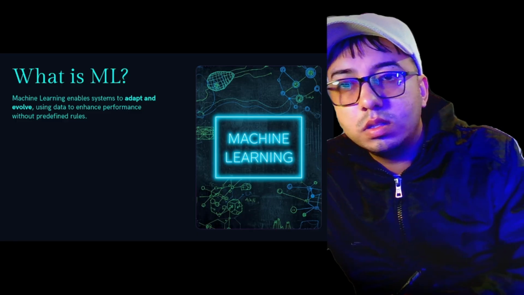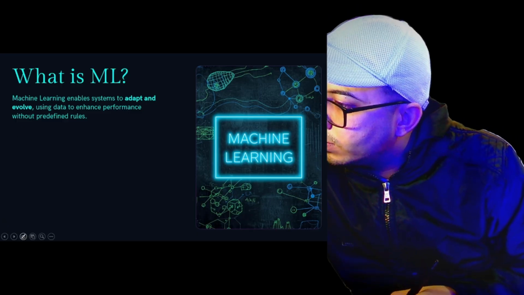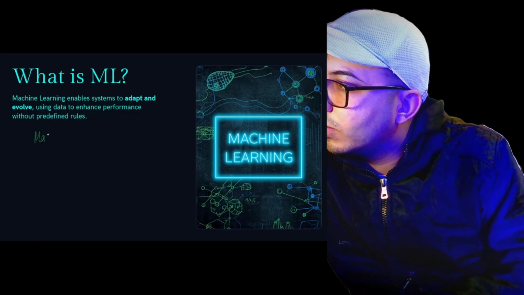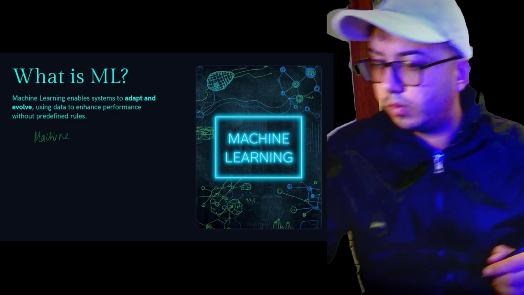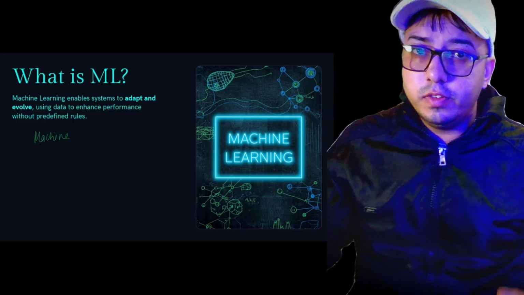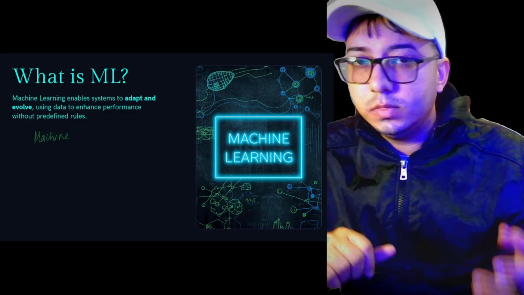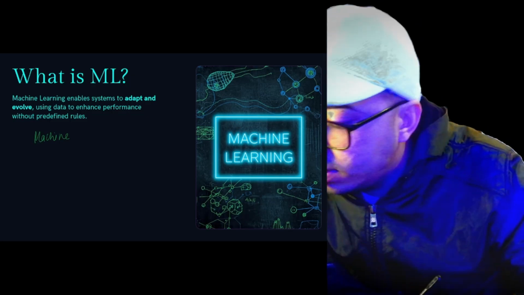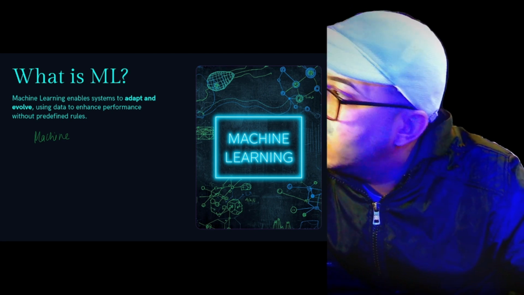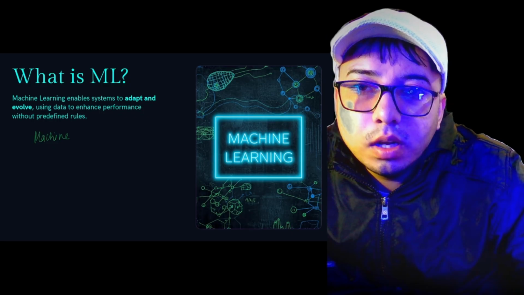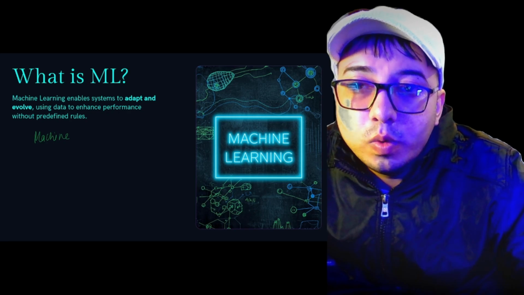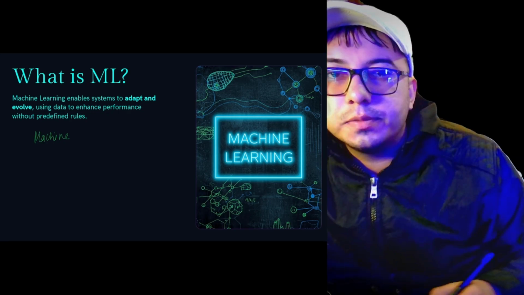So this is where machine learning works. Okay. What is machine learning? Machine learning is a field of AI, or computer science, we can say. Machine learning is a field of computer science where machines learn patterns from data instead of being explicitly programmed. So, in simple words, we can say machine learning enables systems to adapt and evolve using data to enhance performance without predefined rules. Okay.